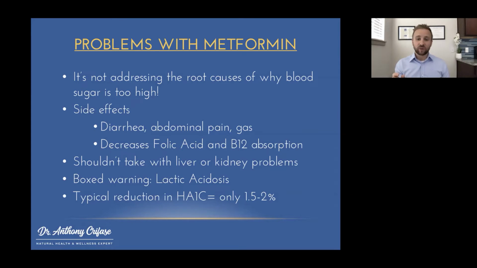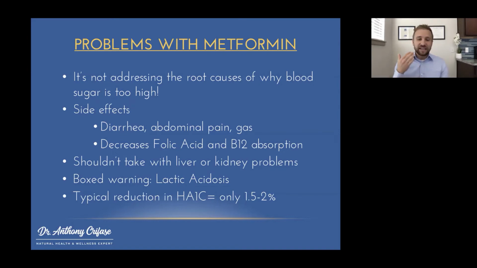If you're taking metformin, the typical reduction in hemoglobin A1C is only 1.5 to 2%. So if your A1C is at 6.5, and you've been recently diagnosed with diabetes, 6.5. But say you have a 7 or an 8 or a 9 or a 10% A1C. If you're only decreasing that by only 1.5 to 2, guess what? You still have diabetes. It didn't do anything.